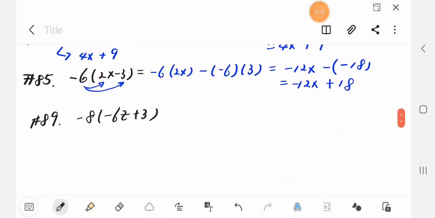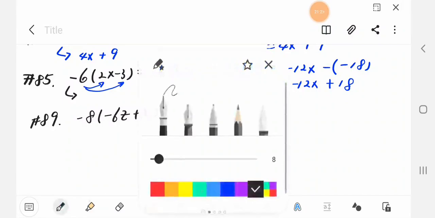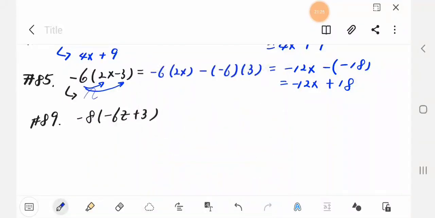So you can do the mental math. 2x times negative 6 is negative 12x. And then negative 3 times negative 6 is positive 18, right? So we have the same answer.